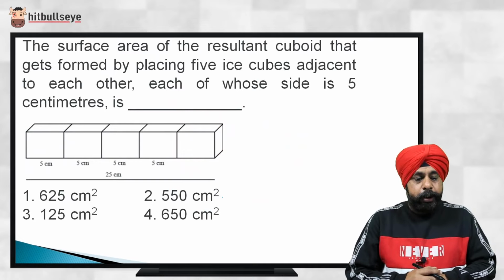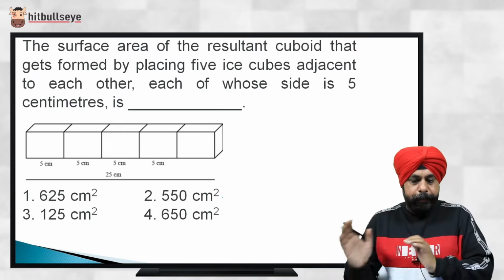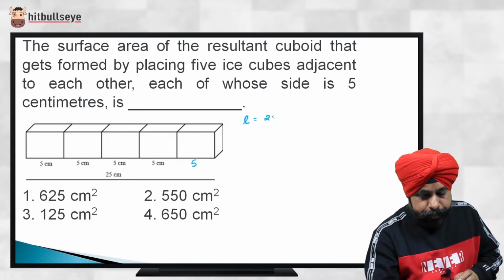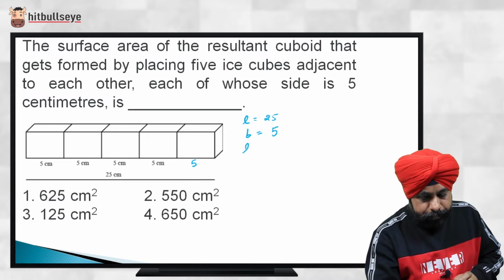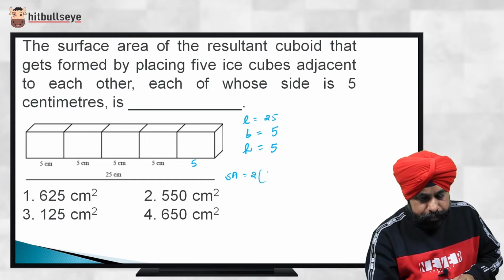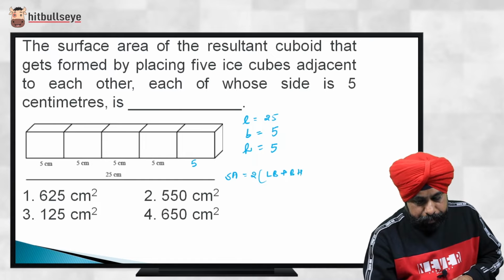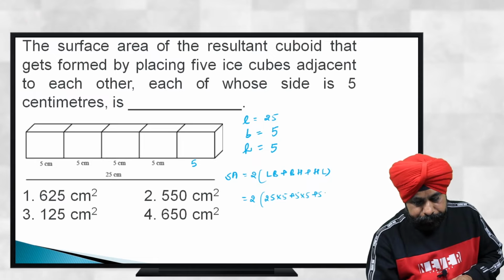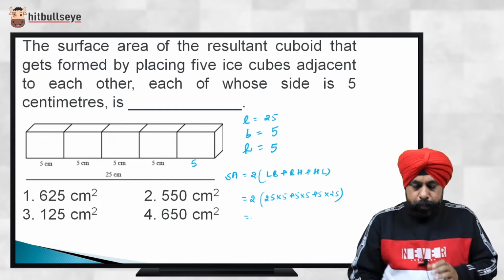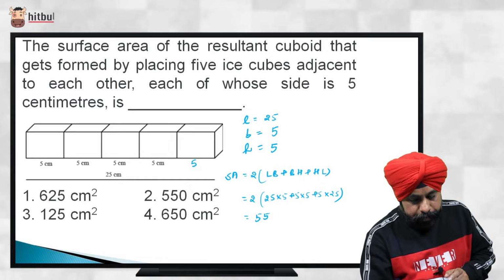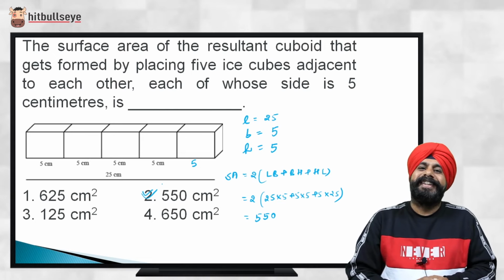Now, people, after that, this one, the surface area of the resultant cuboid when 5 cubes have been placed adjacent to each other. People, you can say 5, 5, 5, 5, 5 taken 5 times. So, length of the cuboid becomes 25, breadth remains 5, height remains 5. Now, the formula for the surface area is twice of LB plus BH plus HL. So, 2 into 25 into 5 plus 5 into 5 plus 5 into 25. Just solve it. So, 125 plus 25 plus 125 is 275, and twice of 275 happens to be 550. So, people, the second option is your answer. Moving on.